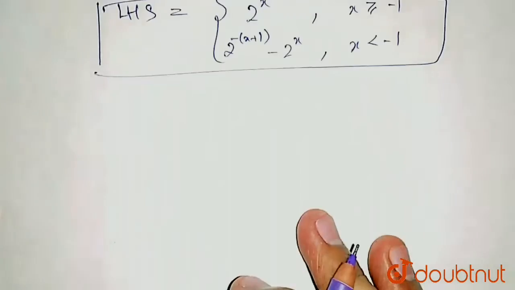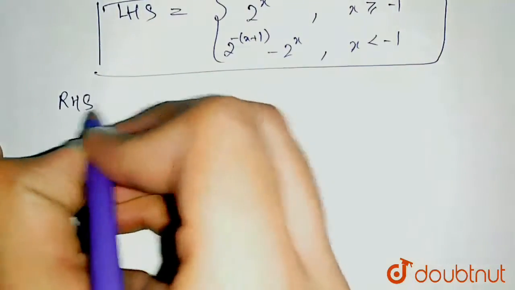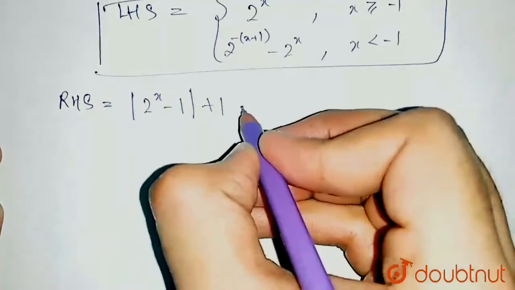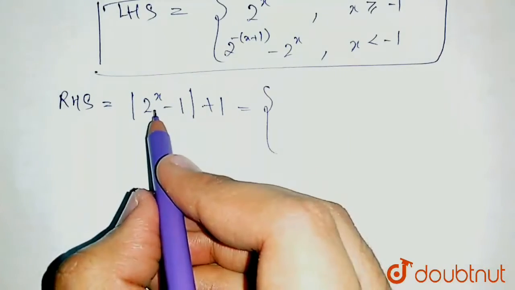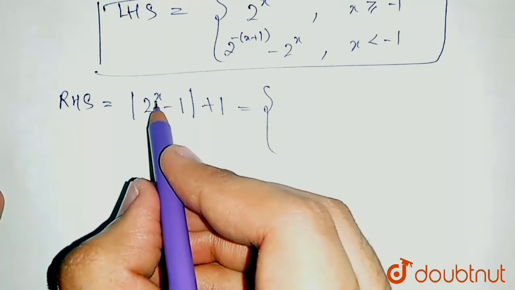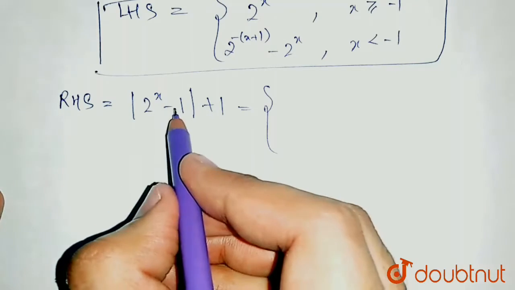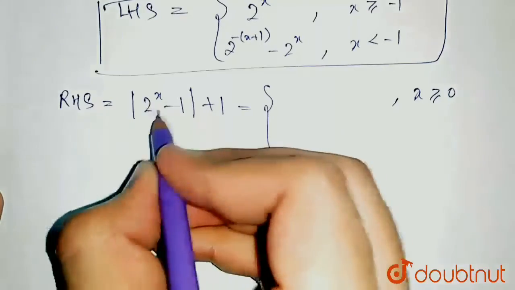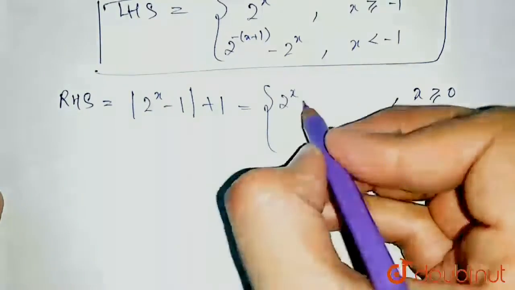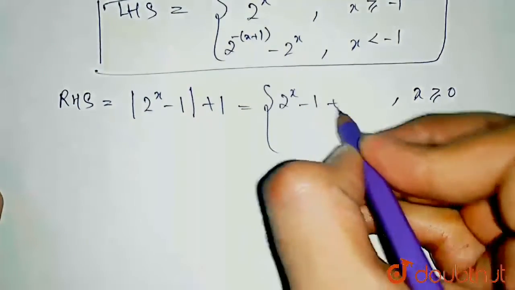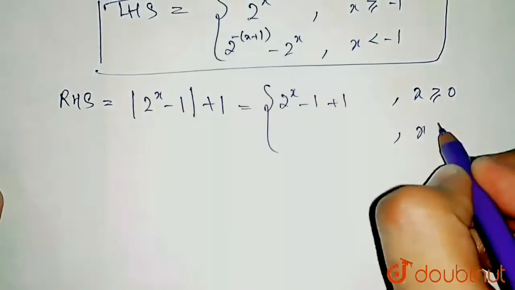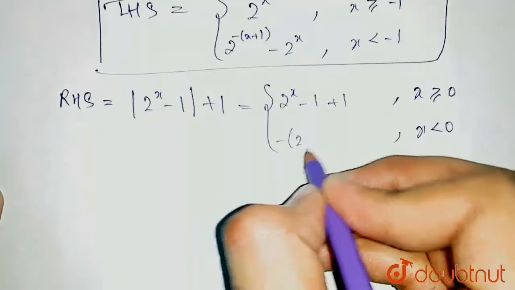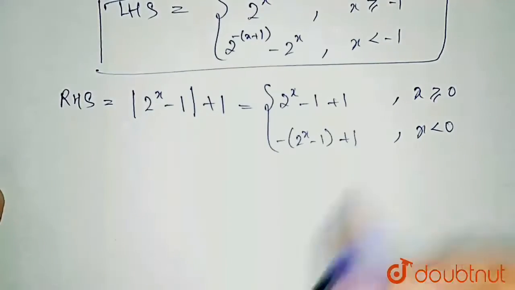Similarly, now let us try to simplify the RHS. RHS is given as |2 raised to the power x minus 1| plus 1. Now the critical point is 0, because if x is equal to 0, 1 minus 1 would be there. So if x is greater than or equal to 0, then the value of this mod would be 2 raised to the power x minus 1, and this plus 1 would be as it is. Similarly, if x is less than 0, then this mod would be minus of (2 raised to the power x minus 1), plus 1.